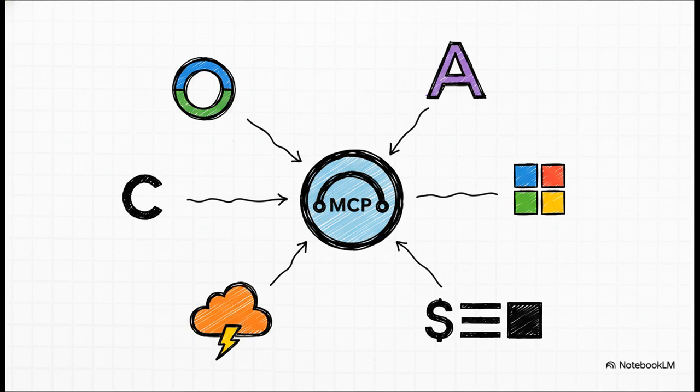And it's definitely not just the community. The biggest names in the game are all in on this. We're talking OpenAI with their Agents SDK. Microsoft is baking it right into Copilot Studio. Cloudflare is using it for remote hosting. Even companies like Stripe are opening up their financial APIs using MCP. Look, when the giants of the industry all start adopting a standard, you know for sure it's here to stay.